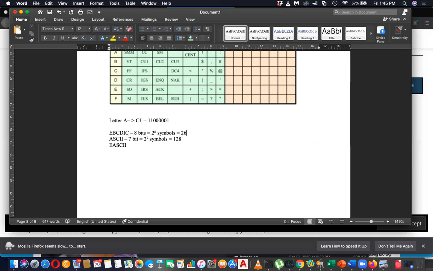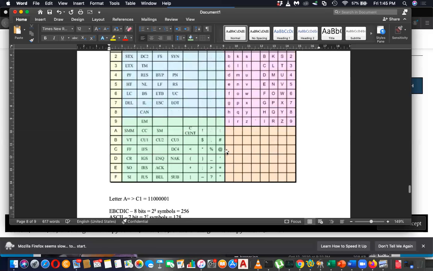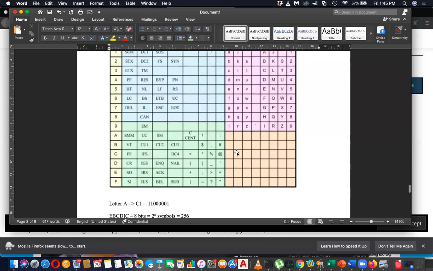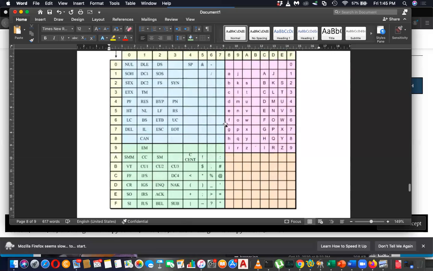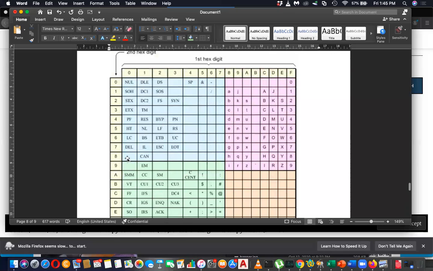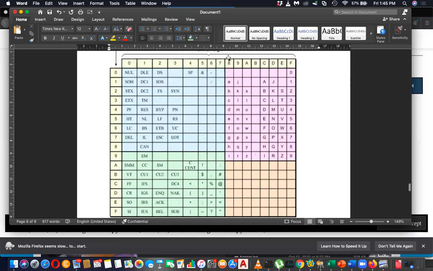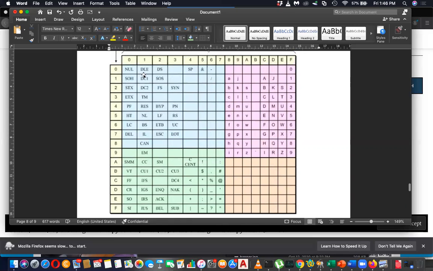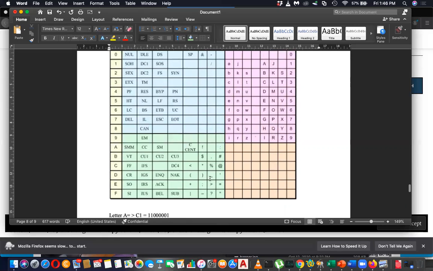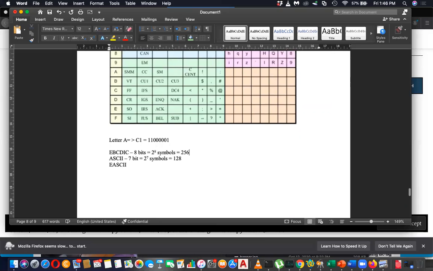But all symbols are not allocated, right? You can see some symbols are blank here. These are not allocated. Some are blank. But if they used the maximum, 16 here, 16 here, 16 times 16 means 256. But they have not used that. Extended ASCII is also 8 bits. Maximum it provided is 256 symbols.